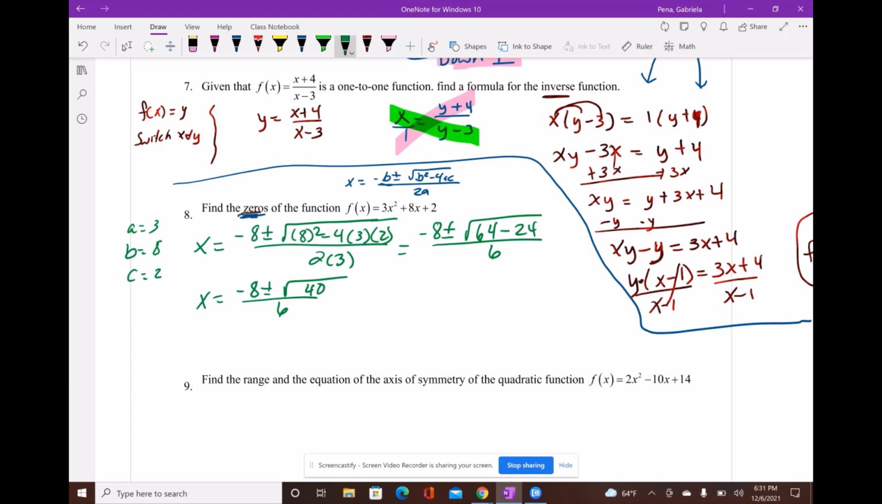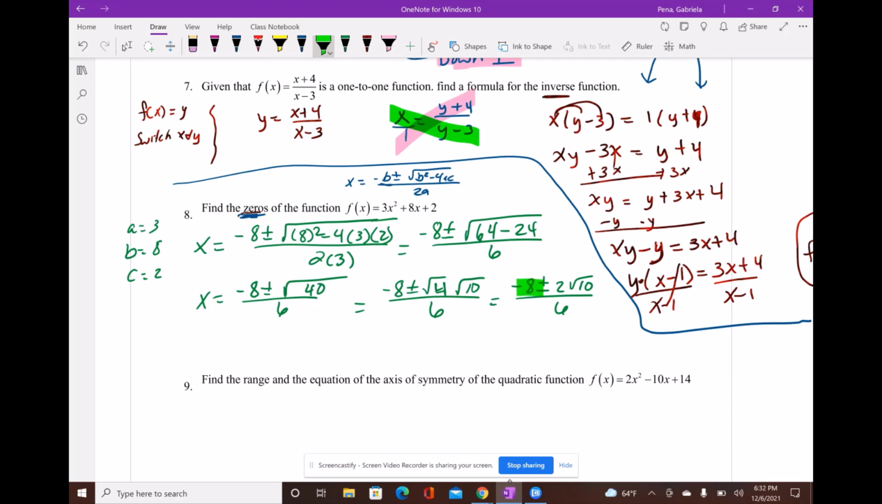We look at 40 and we ask ourselves, can I break that 40 down, hopefully into a number that I could take the square root of? Square root of what times square root of what? Maybe you're thinking 8 times 5, but can you take the square root of either 8 or 5? No. 4 times 10, because can we take the square root of 4? Yes. So negative 8 plus minus, what's the square root of 4? 2. Square root of 10 over 6.